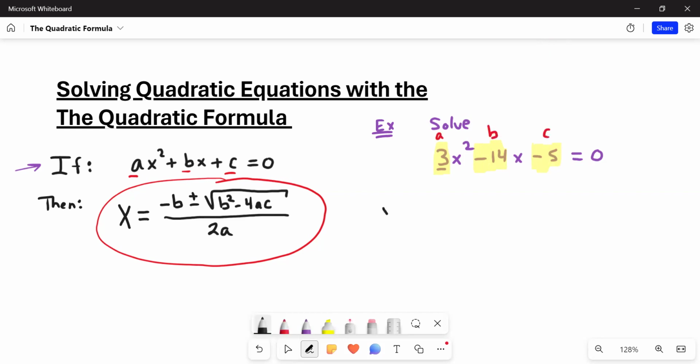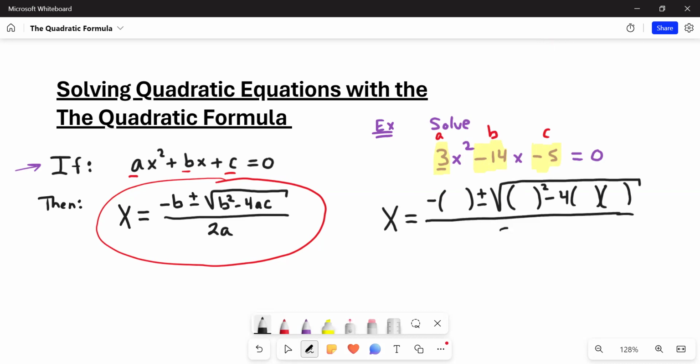So when I plug into the equation, x is equal to all of that. I recommend using parentheses. The first part is negative b. I'll just put a set of parentheses for b, plus or minus the big square root of b squared, again parentheses, minus 4 times a times c. And all of this is going to be divided by 2 times a. Don't put the letter a in there, just put the value.